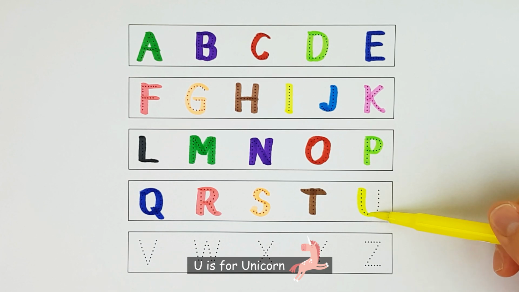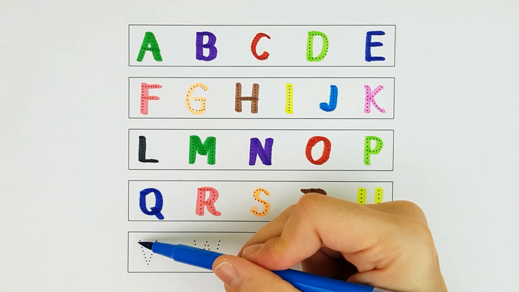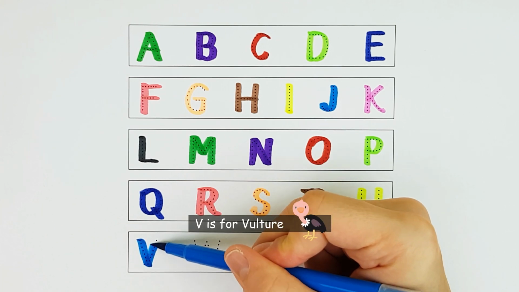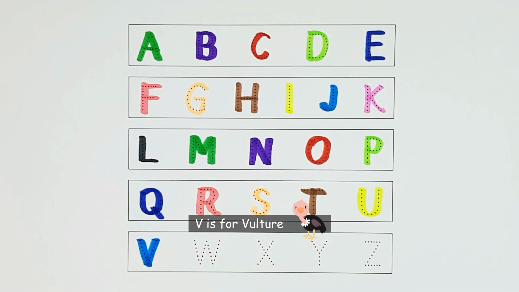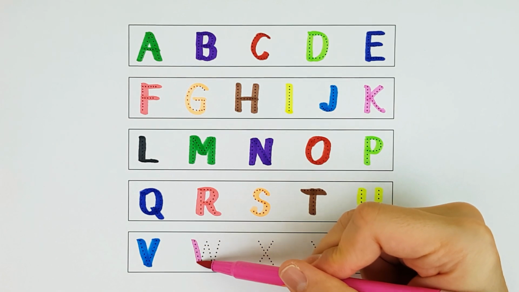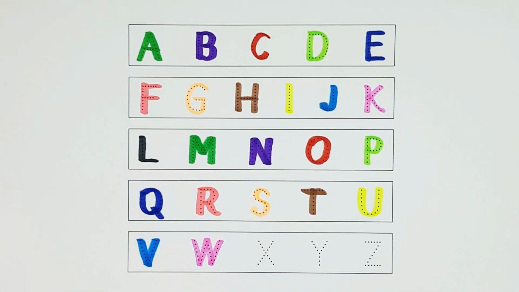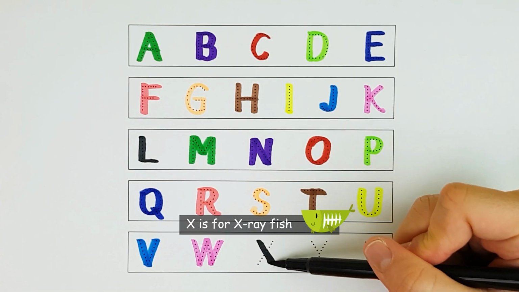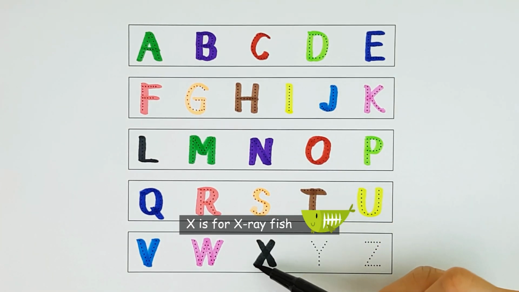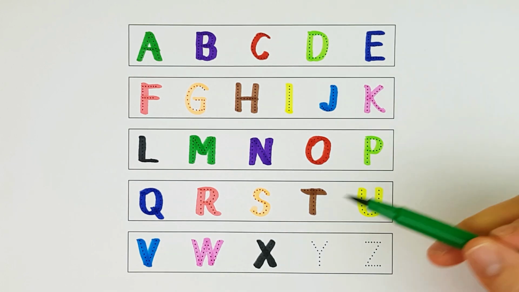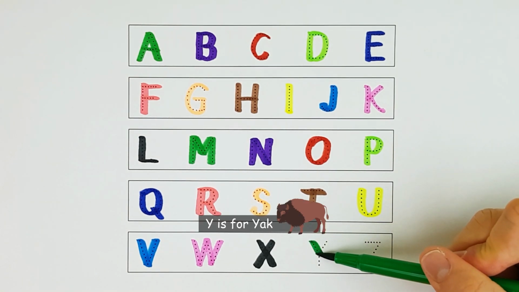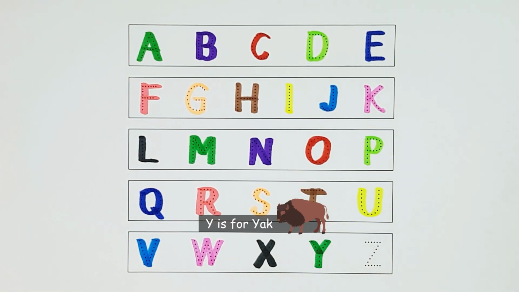U is for unicorn. V is for vulture. W is for walrus. X is for X-ray fish. Y is for yak.